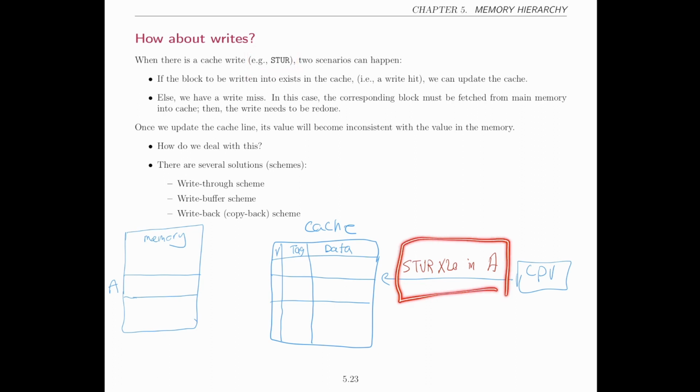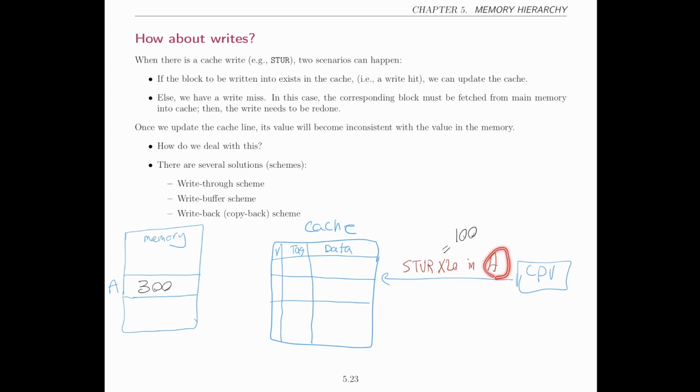I have written an example here where we have this register X20, which we are saving in address A. And let's assume that, for example, X20 has some value, let's say 100. Before the execution of this store instruction, A had some value, let's just say 300. Now, when the CPU issues this store instruction, it's going to go to the cache, not the memory directly. We have discussed this before.